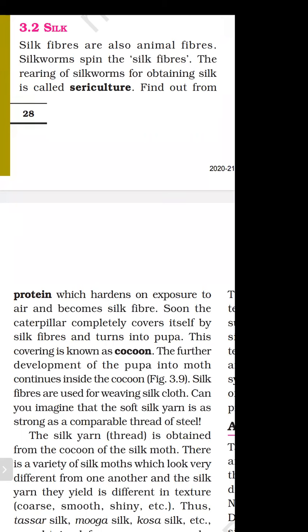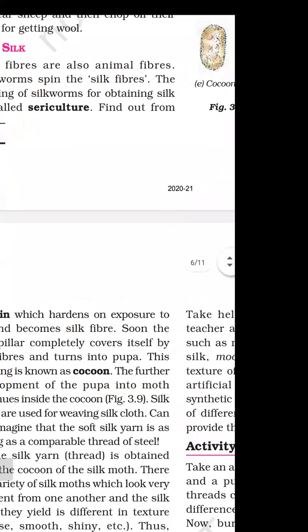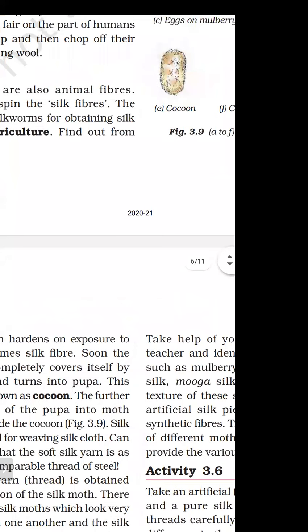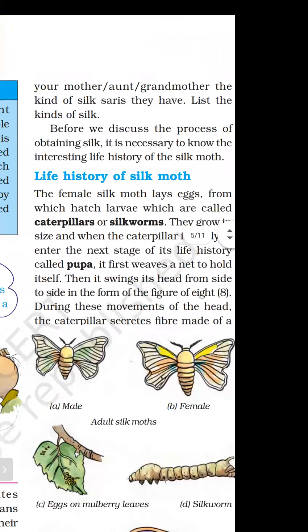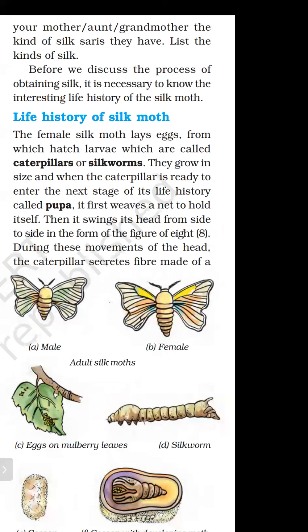Find out from your mother, aunt, or grandmother the kinds of silk saris they have. At your home there are different kinds of saris, so maybe among those, one or two may be made up of silk fibers. List the kinds of silk.